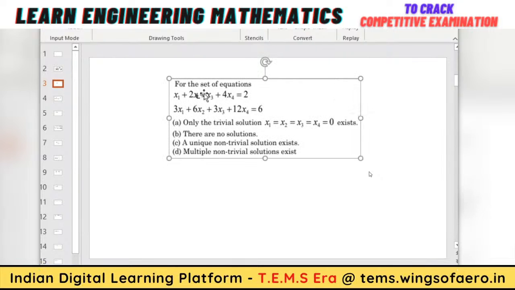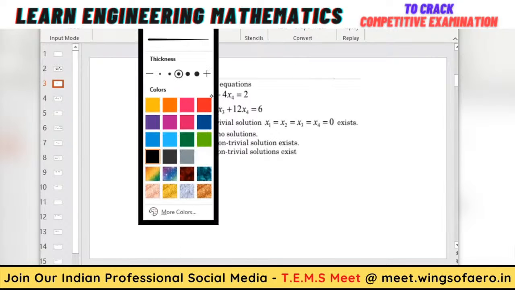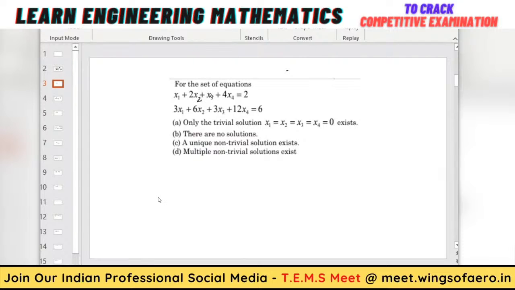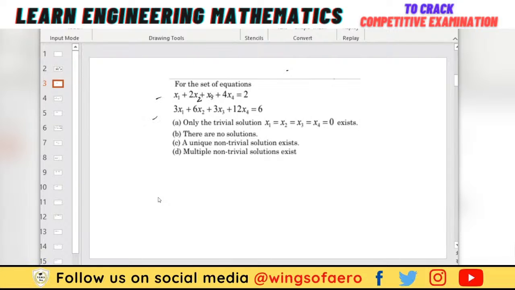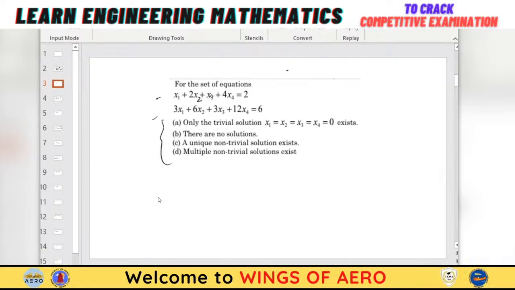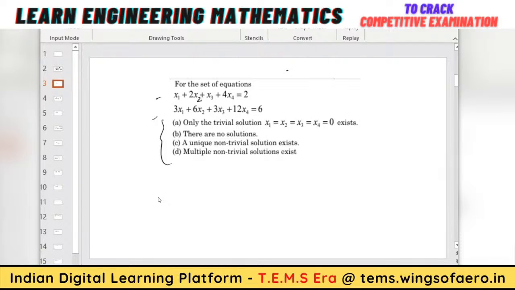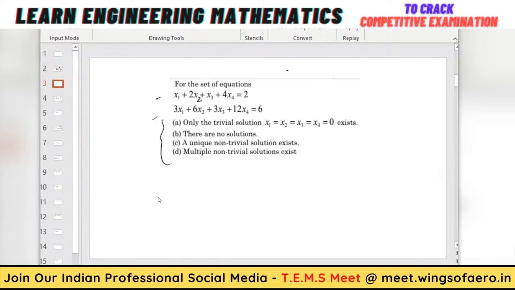This is x2, okay? This thing, this is x2. There is a printing mistake there. Okay, for the set of equations, this and this, what is the correct option? Select the correct option. Okay, I'm giving you 1 minute. This is actually very easy. Just by watching this simple question, everyone can understand.